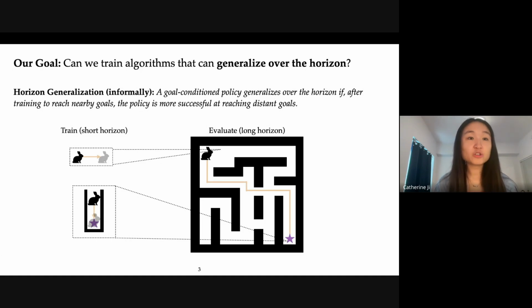And more generally, we can think of horizon generalization as a type of self-consistency. We're saying that when an RL agent tries to solve a long timescale task, are its actions consistent with its knowledge or ability on short timescales?